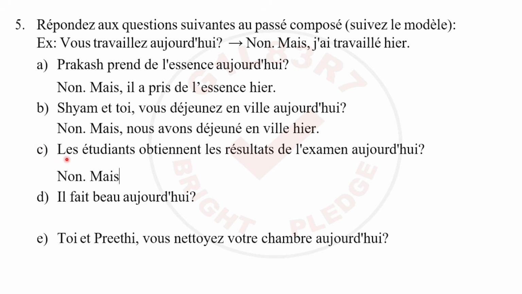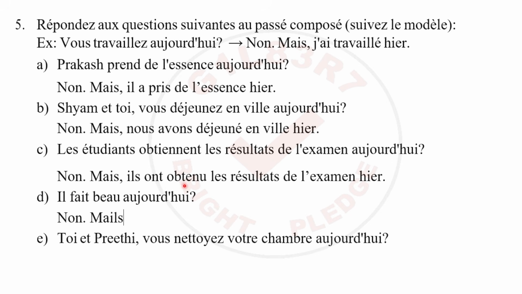So again, the next one says, the students are getting the exam results today. No, but they got the exam results yesterday. So you are using the auxiliary verb followed by the past participle, obtenu. Then, il fait beau aujourd'hui. So meaning the weather is nice today. No, but the weather was nice yesterday.